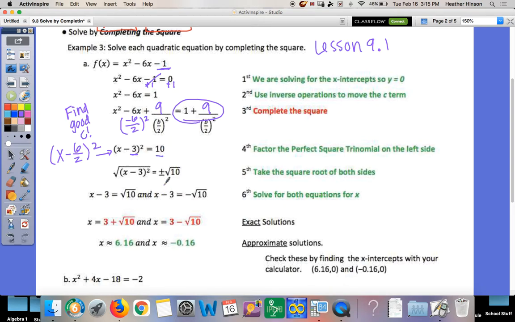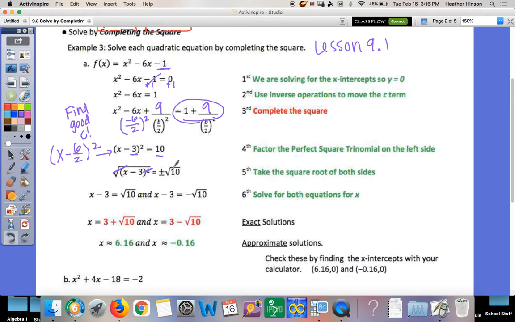So now that we've got it in vertex form, we don't need to move the 10 back over. We've already got it on the other side. We just need to solve this. How do we get rid of the squared? We square root. So that'll cancel out your squared and leave you with x minus 3.